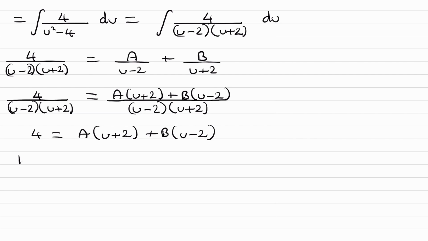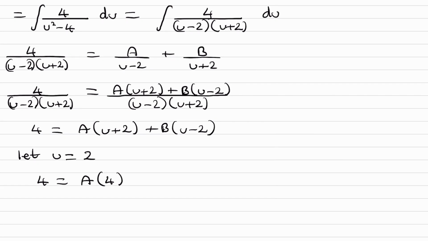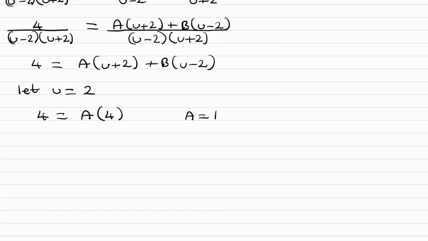And now we can let u be equal to different numbers to make these brackets 0. So we can start with u being equal to 2, that makes this bracket 0. And then we end up with 4 is equal to a times 2 plus 2, so 4. This bracket is 0, so that term goes away. And then we end up with a is 1. We can also use u is equal to minus 2 to make this bracket 0. This bracket here would then become minus 4. So this becomes 4 is equal to b times minus 4. B is then minus 1.